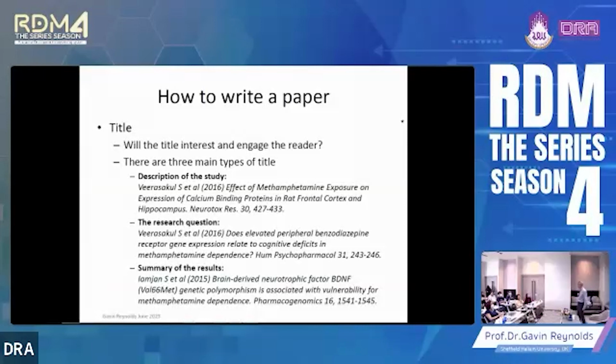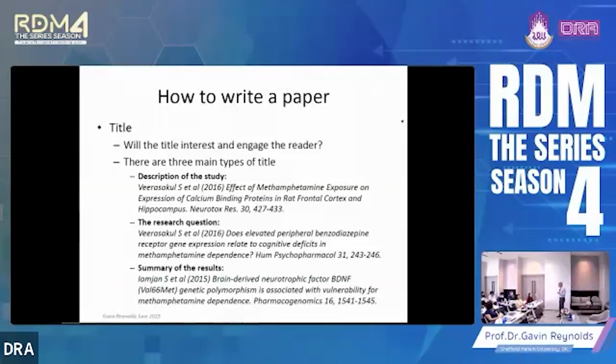So then think about the title. And we've already had Professor Chen telling us how there are different types of title. Here I've divided it up in a very similar way, actually. But I think there are three main types of title, and we've got three titles here, all from Thai studies. There's a description of the study. That is really a way of describing your hypothesis. It doesn't tell you the result, but it describes the hypothesis. What is the effect of methamphetamine exposure on calcium binding proteins?